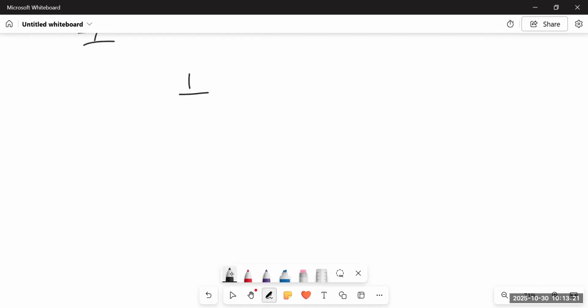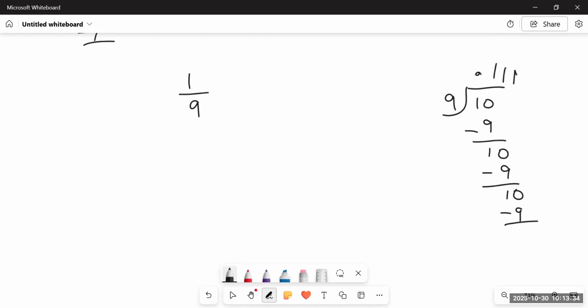Next, we have 1 over 9. Let's check it out. 9 ones are 9. Every time we'll get 1 as the remainder. So it's actually 0.11111, and so on. And that is a recurring decimal.